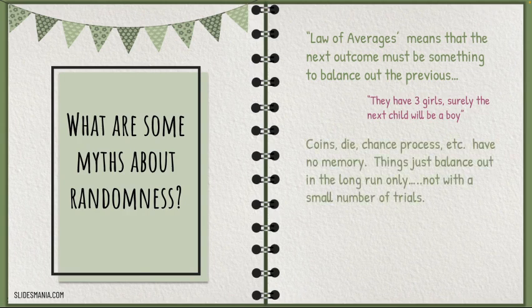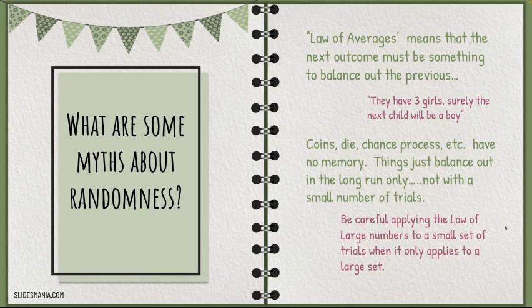Next one: coins, dice, and chance processes have no memory. Things just balance out in the long run only, not with a small number of trials. Be careful applying the law of large numbers to a small set of trials when it only applies to a large set. So you want to make sure you do a large number of trials. If you do a small set, you can't say that it's going to balance out.